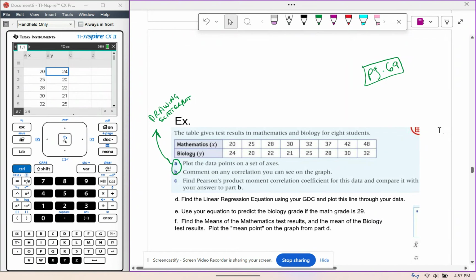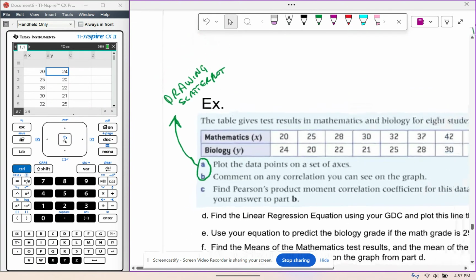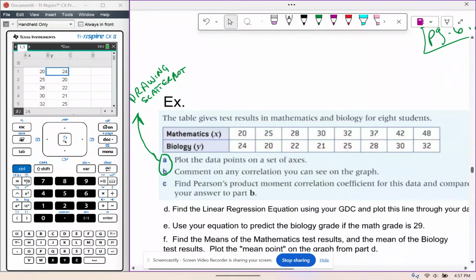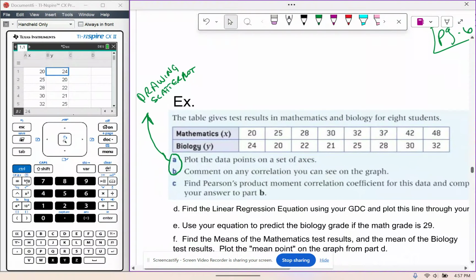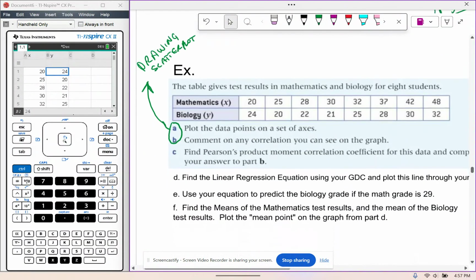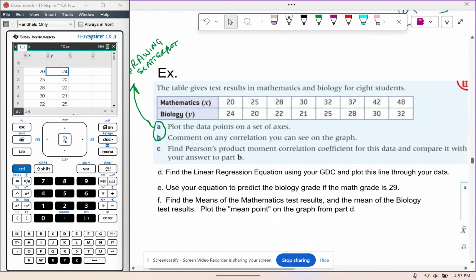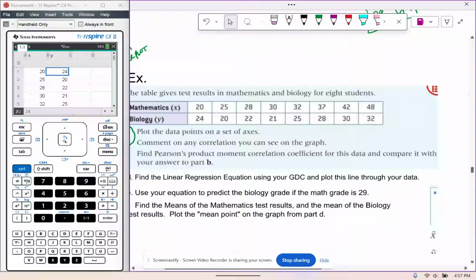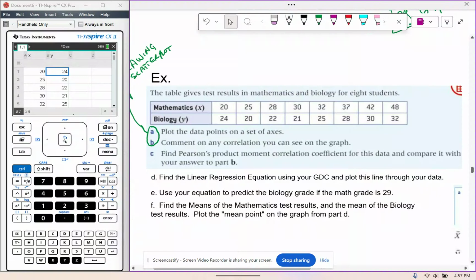I want to point out I am skipping problems A and B because all they want there is for you to draw a scatter plot and then analyze that from your perspective. You should have done that previously, but if you need help with that later, please let me know. Okay, so the first thing it says is find Pearson's moment correlation, and letter C says find the correlation, which is always represented by the variable R. And then we need to find our linear regression equation for letter D.